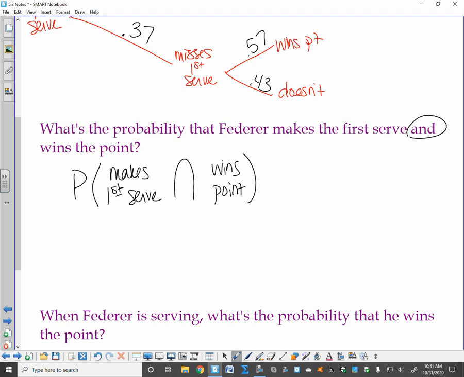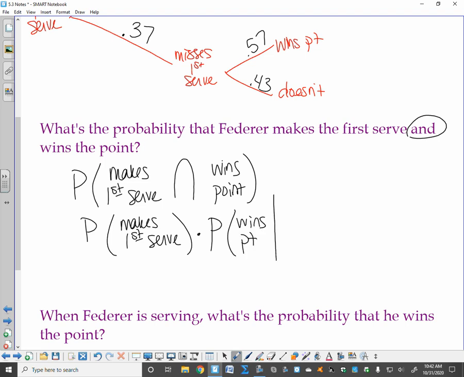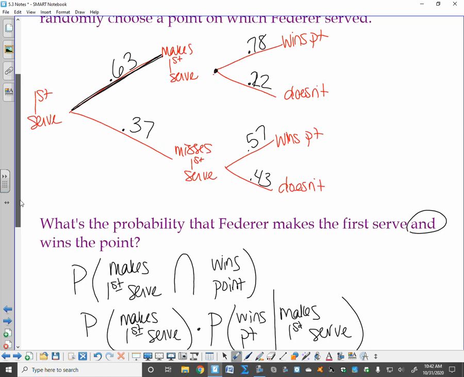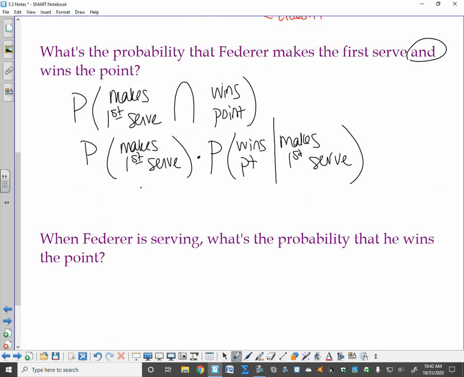Okay, so now I'm going to use my formula. So intersection means I'd find the probability that he makes first serve times the probability that he wins the point given that he makes the first serve. Now this is where if it hasn't kind of clicked, it should be clicking in the next 2 minutes. Okay, makes the first serve. Well, what's the probability that he's going to make his first serve? 63%.